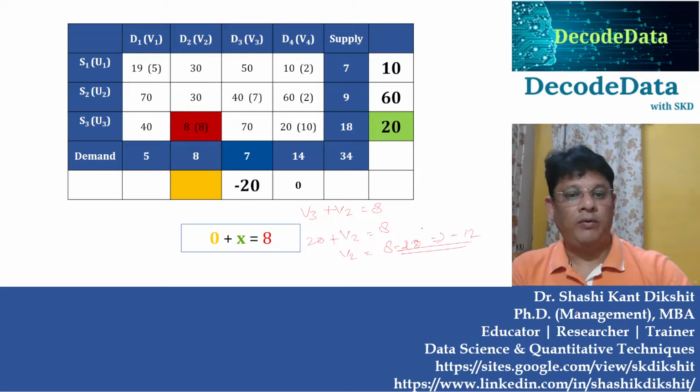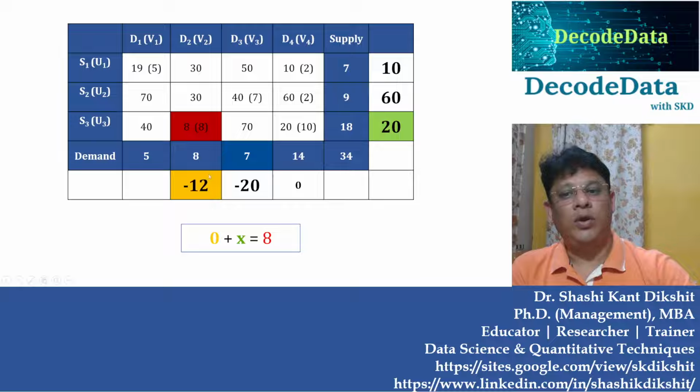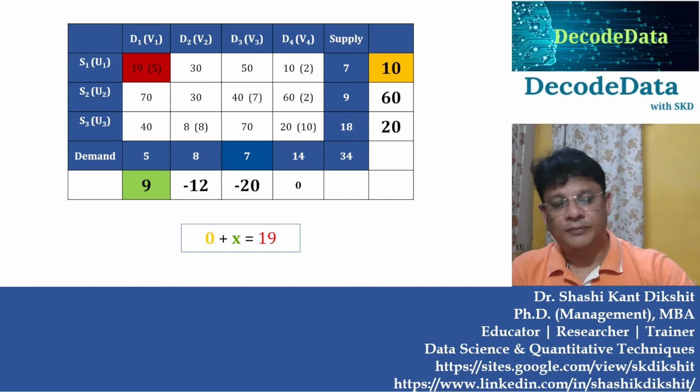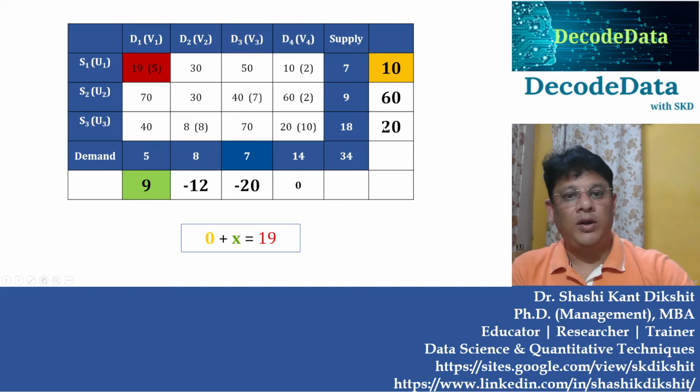So now you have the value of v2 as minus 12. Now you have to find out the value of v1. So v1 we can find like this, right? So the value of v1 is 9. So now you have all the values u1, u2, u3, v1, v2, v3 and v4. Fine.